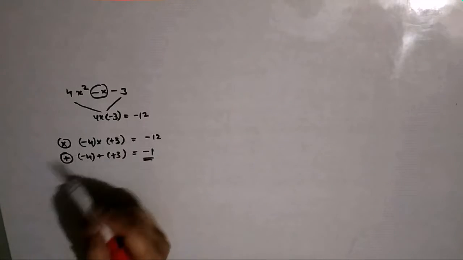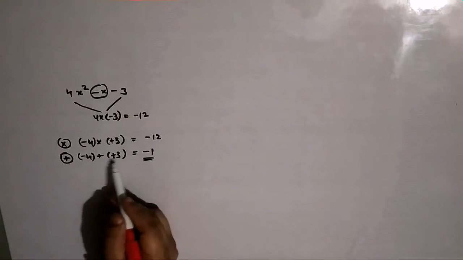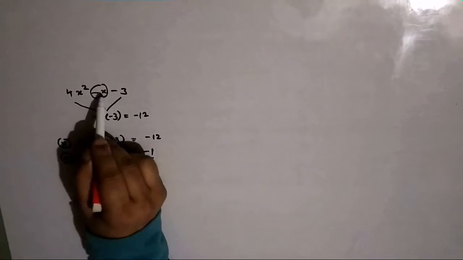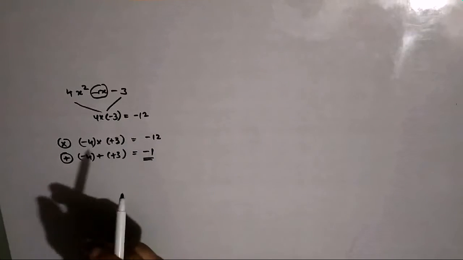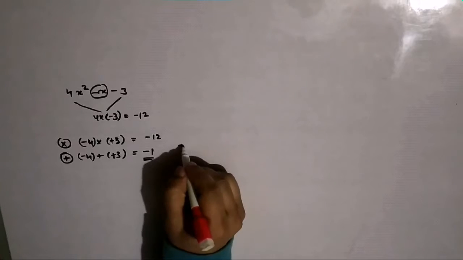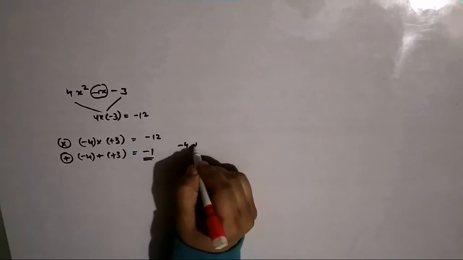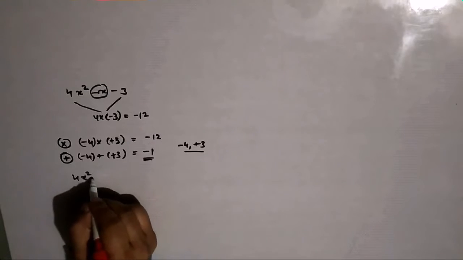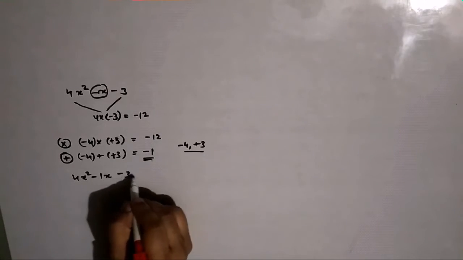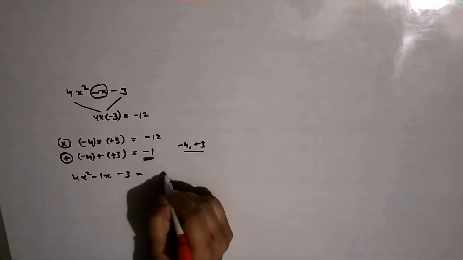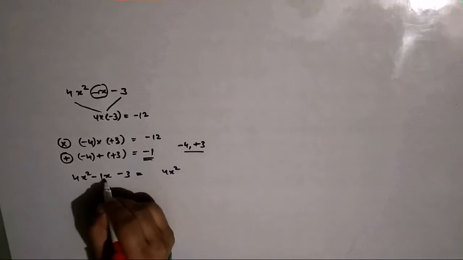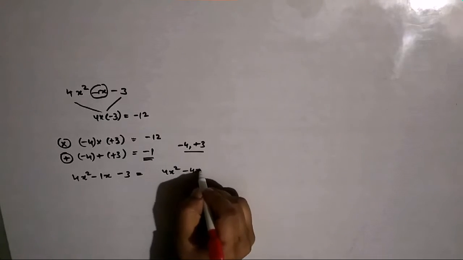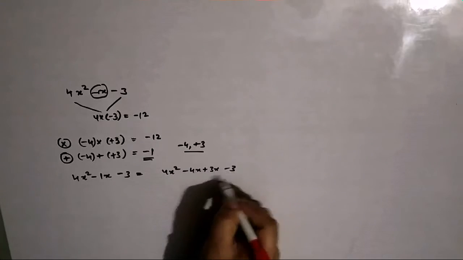So the middle term should be written as the sum of these two terms, and we should get minus 1, and we are getting it. So the two terms should be minus 4 and plus 3. Now 4x square minus 1x minus 3 can be written like this: 4x square, then minus 1x can be written as minus 4x plus 3x, minus 3. Now you can take common.